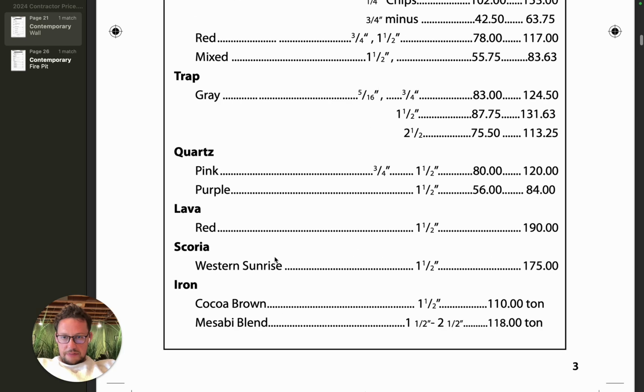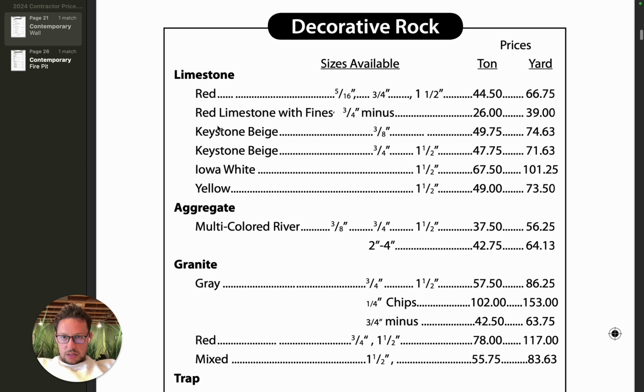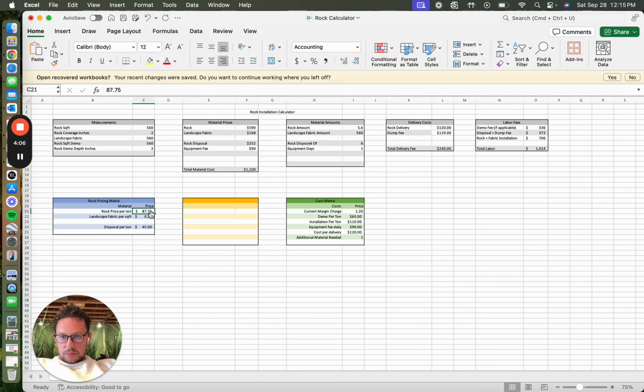Caitlin just wants 1.5 inch river rock. Where is it? There it is. 1.5 inch, $37.50 a ton. So I'm going to put it in here, 37.50. Landscape fabric price is already in there, disposal price is in there. We do a markup of 20%. Covers taxes, stuff like that.